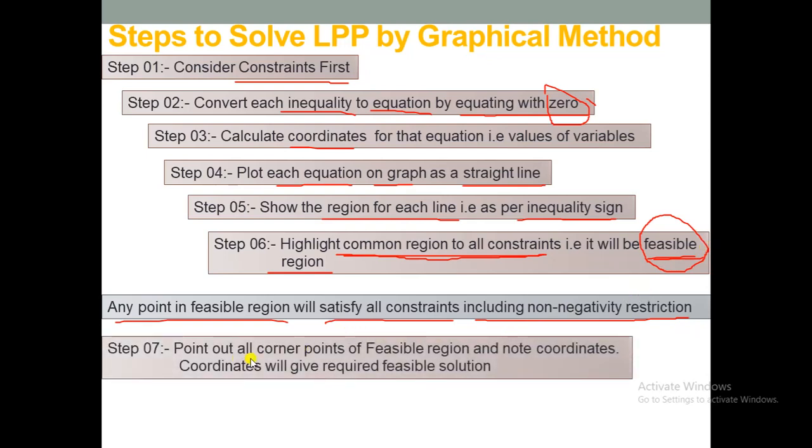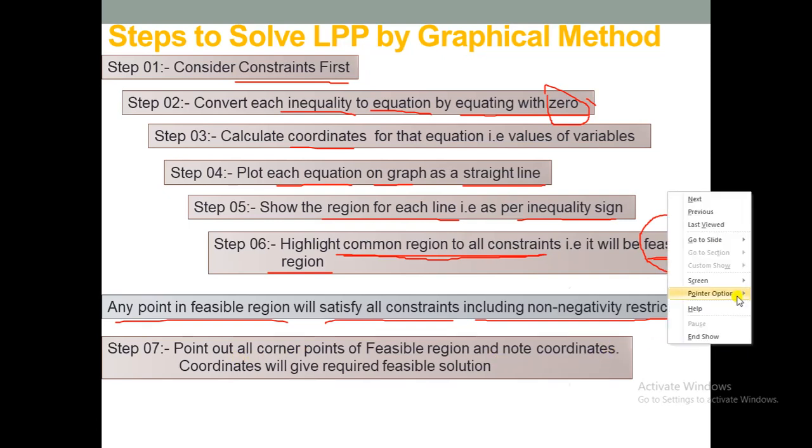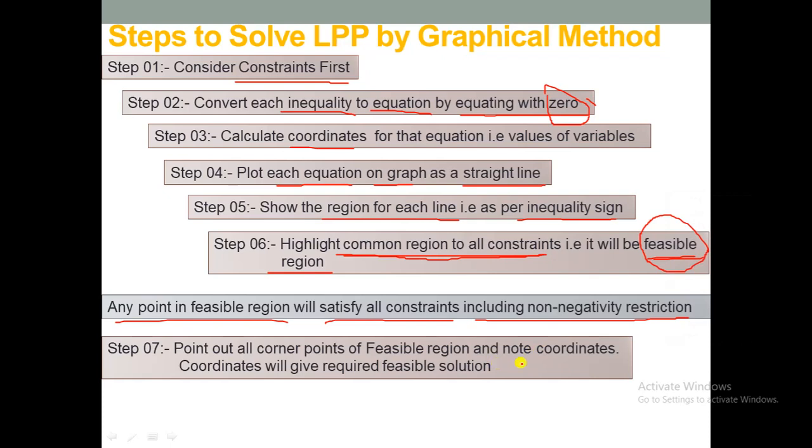Next step is going to be to point out all the corner points of the feasible region and note the coordinates, and then the coordinates will give the required feasible solution. So next is to point out all corner points of the feasible region. This thing we will have to keep in mind. Only we will have to point out corner points of the particular feasible region. So we are going to only focus on the corner points.